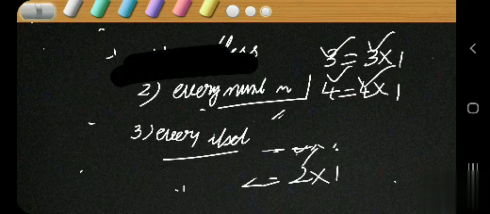Got it? So the first property: a number has unlimited multiples. Then every number is a multiple of 1. Then a number is a multiple of itself. Got it? Now let's start writing the notes so it will be more clear to you.